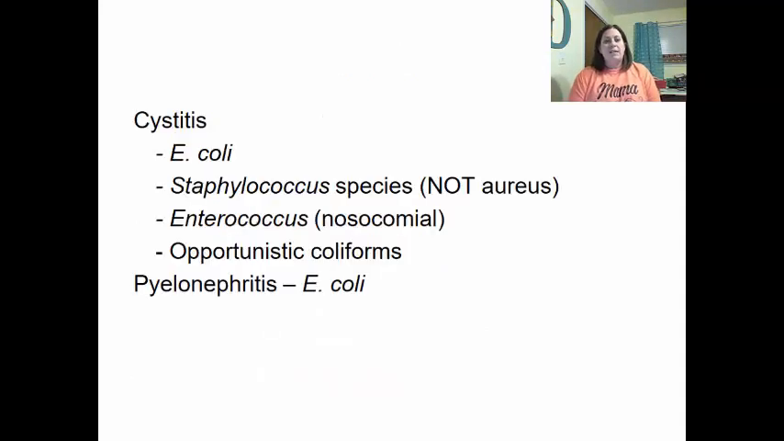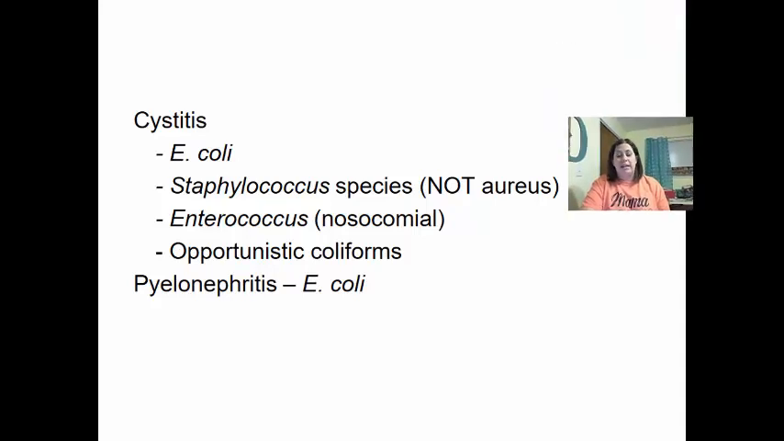Cystitis is going to be the inflammation of the bladder. Some common culprits for this are E. coli, Staphylococcus species, but not Staphylococcus aureus, Enterococcus, which is going to be a healthcare associated infection, and then also opportunistic coliforms. We also see pyelonephritis, which is the inflammation of the kidney with a kidney infection. The common culprit is E. coli, and this is because it can progress from the bladder to the kidney.